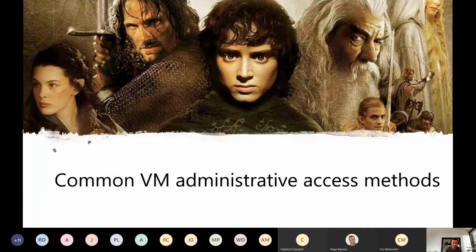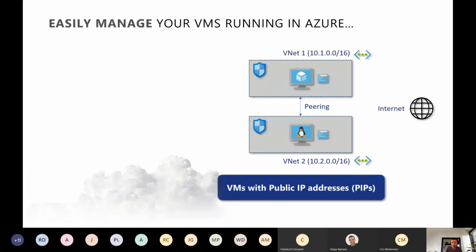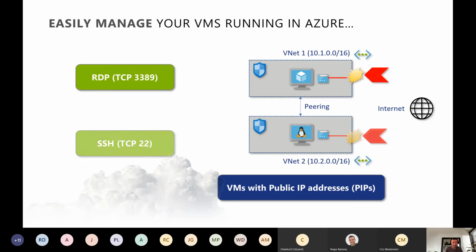So after that first demo, let us now take a look at some common VM administrative access methods. Like probably most of you know, the easiest way, but the least secure one, to connect to an Azure VM is by using its public IP address, its PIP. This way you can connect to the VM through RDP or SSH, depending on whether the VM is a Windows or a Linux VM. If you're using an NSG for the specific VM subnet in which those VMs are living, you should also allow TCP port 3389 and TCP port 22 to get it working.